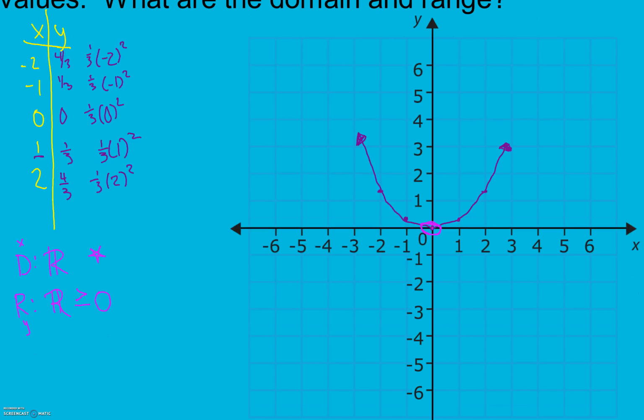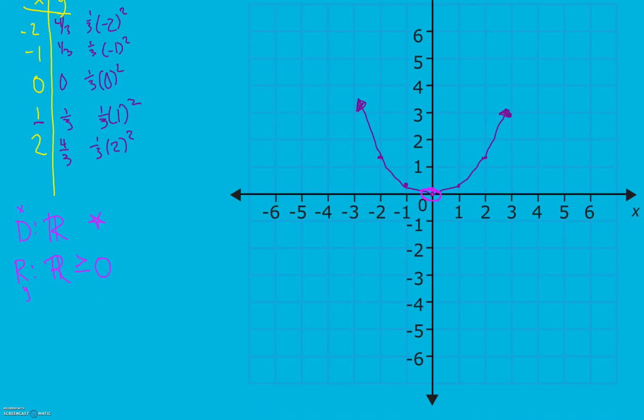Here's a little bit of a spoiler alert on your ranges. When we have a happy face, which makes it a minimum, the range is always going to be all real numbers greater than or equal to, and then the number that we plug in here is going to be the y coordinate of the vertex.